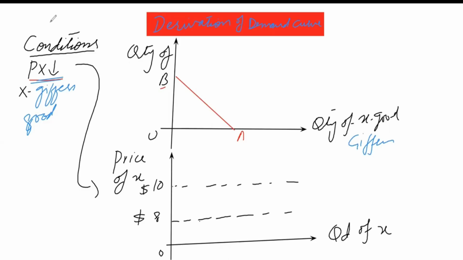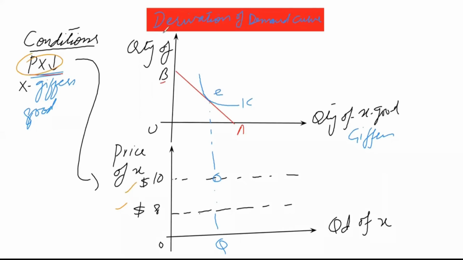Initially we have budget line AB and we have prices $10 and $8 in the lower panel, and the initial equilibrium was, let's see, at point E where the budget line BA is tangent to the IC curve, and find quantity Q. And initially since the price was $10, the intersection point of $10 price is labeled here.